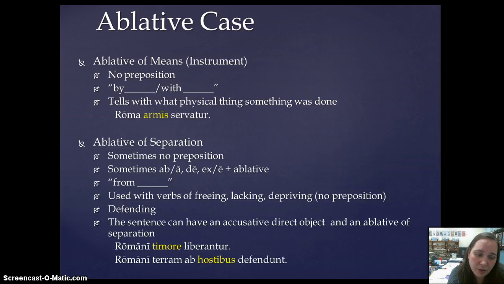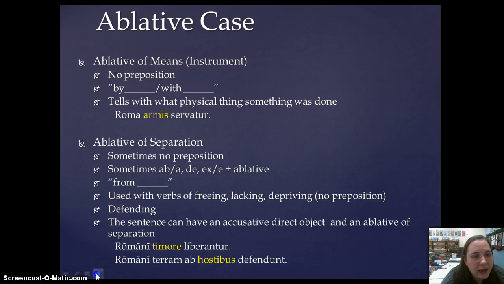In the second example, Romani terram ab hostibus defendunt, we have a verb of defending, which means, as you'll notice, we have the preposition ab here. In the first example, libero means to free, so our ablative of separation does not have a preposition with it. But in the second example, we have the verb to defend. The Romans defend the land from what or from whom? Ablative of separation. Ab hostibus, from the enemy.